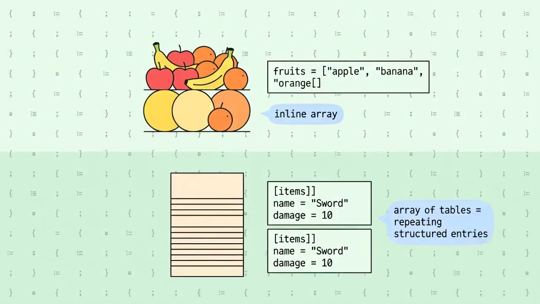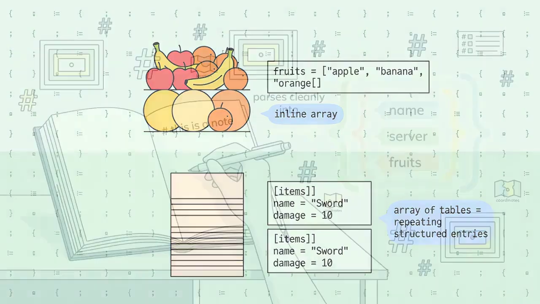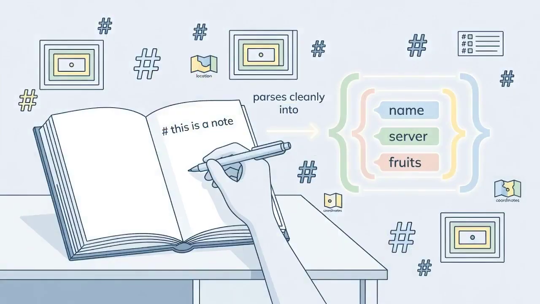Need a list of values? Use inline arrays wrapped in square brackets, with commas between items. For repeating groups of structured data, use arrays of tables with double brackets, like [[items]]. Each double bracket block appends a new entry to the list, perfect for lists of dependencies, authors, or blog posts. Comments start with a hash and run to the end of the line. Perfect for leaving notes for future readers.